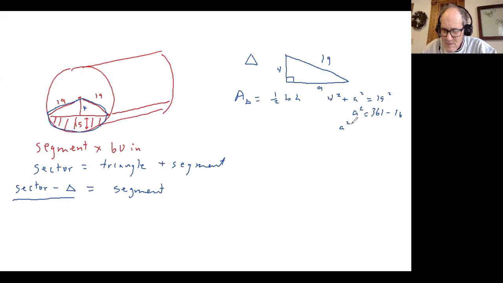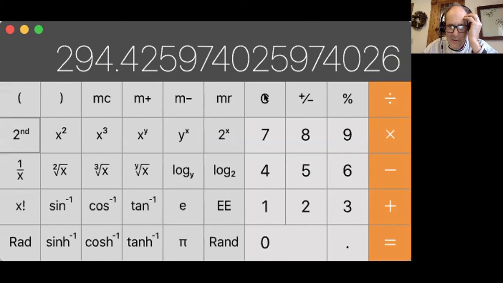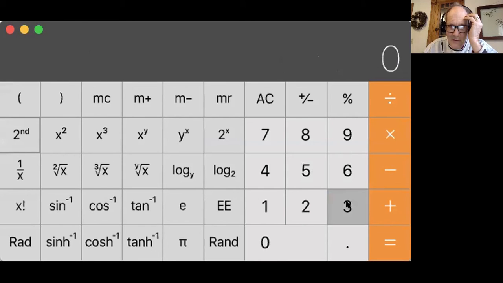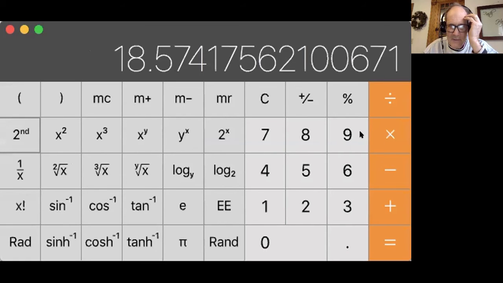So A squared is 345. If A squared is 345, then we go back to our calculator and take the square root of 345. It ends up being, we'll call it, 18.57.